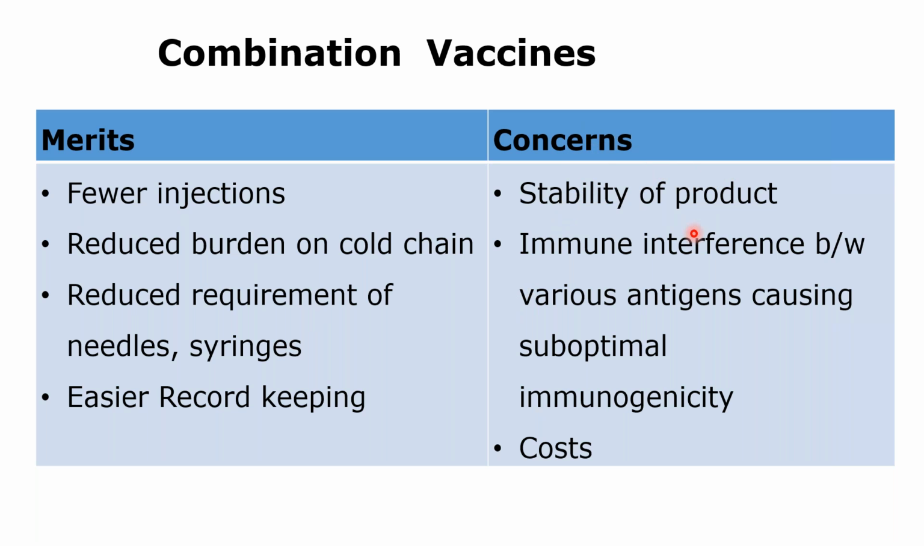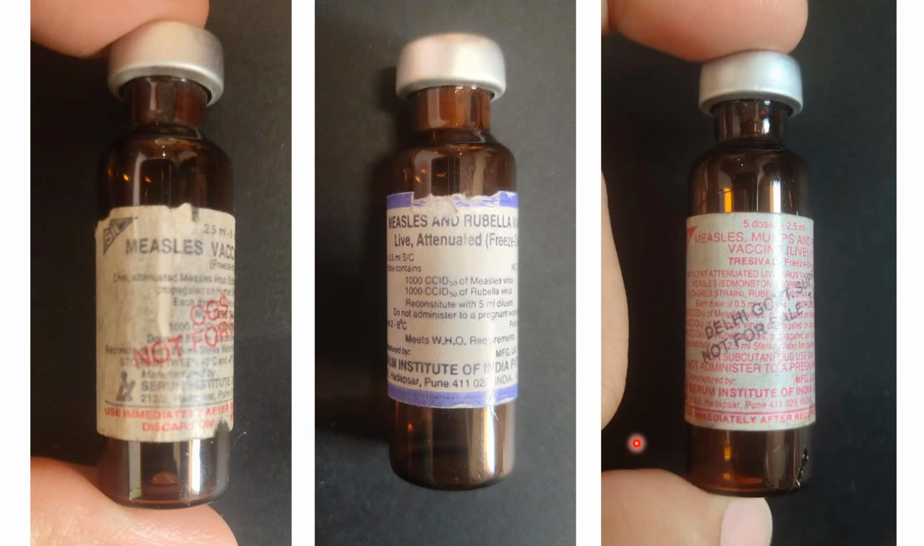But the concerns include the stability of the product. Okay, there might be some interference, but already studies have been taken and they've been found to be extremely safe and stable. Only then we are using this. And there is a theoretical possibility of immune interference between various antigens causing suboptimal immunogenicity. And the cost of combination vaccines, of course, might be higher than the individual vaccines. So these are the concerns with combination vaccines like the pentavalent vaccine.